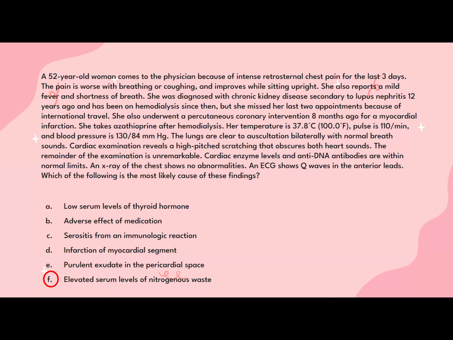The Q waves are because of her old MI, the MI she had 8 months ago. We're not going to think about that too much. Low levels of thyroid hormone, no. The cardiac examination revealed a high-pitched scratching. It has to be something that's related to the pericarditis, right? Adverse effect of medication, no. Serositis, no. Infarction of the myocardial segment. ECG is only showing Q waves, and that would be because of the old MI. There's no ST segment elevation. Purulent exudate, we're not thinking infectious, right? For the pericarditis, we're thinking uremic. And that is why elevated levels of urea are going to cause the pericarditis.